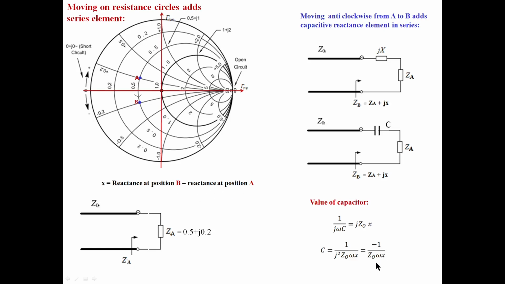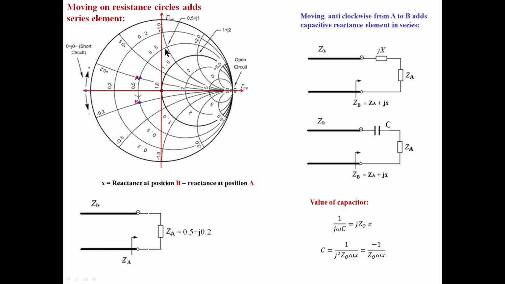The answer you should substitute here, and we will get the value of the capacitor. Omega is the operating frequency, and Z0 they will be providing. So the C value we can easily find out from the Smith chart. This is needed for impedance matching. First we will learn how to find the capacitor value and the inductor value if you move over a resistance circle. We will do this movement on the Smith chart. Once we do this movement, how to find the capacitor value and inductor value is what we are studying now.